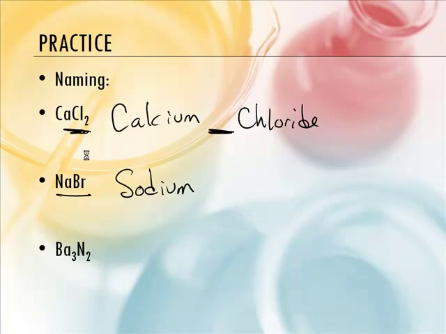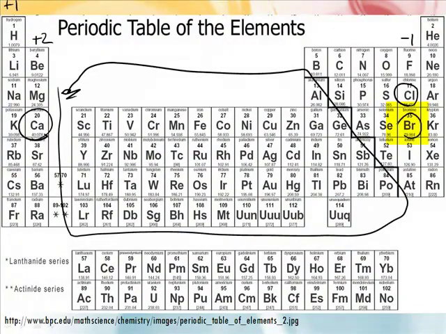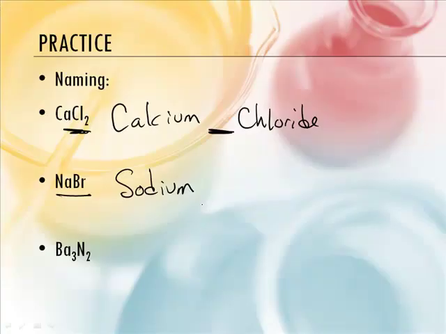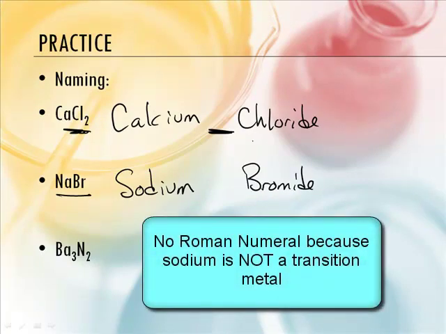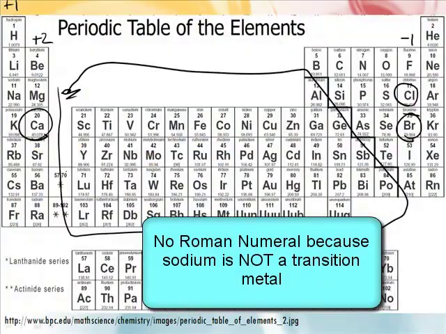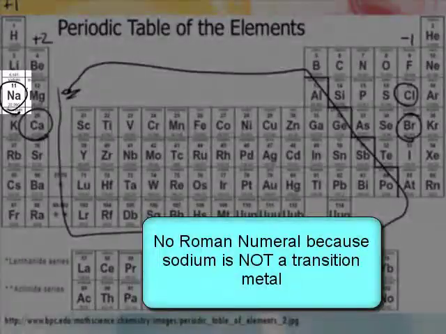And then Br. Let's go back to Br. It's bromine, but we're dealing with ions here, so that's going to be bromide. It's called bromine, but when it becomes an ion with the charge, bromide. So it's just sodium bromide. And no Roman numerals because sodium is not a transition metal. If you look on the periodic table again, sodium is right there. He is not a transition metal.